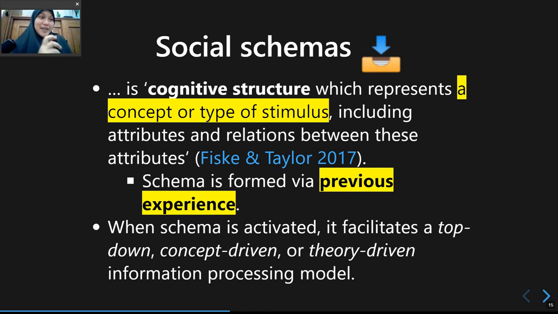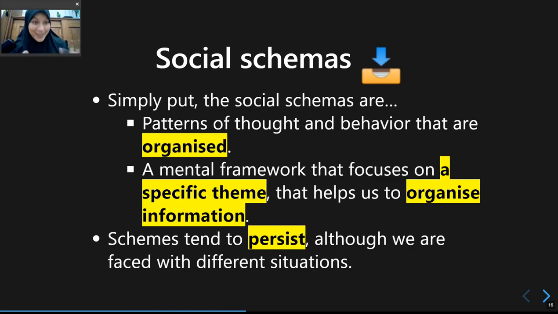When the schema is activated, when we use the schema, it works as theory-driven, or concept-driven, information processing. So we try to perceive or form a perception about our social world according to our schema. It provides us with information which makes our social world more interpretable. We interpret our social world by using information that we keep inside our schema. Basically, schema is a pattern of thoughts, behavior or responses that are organized in our mental structure.